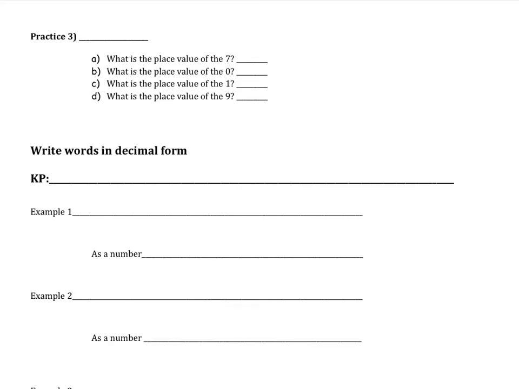For this one, we're going to try doing the number 6,540.719. Go ahead and pause the video and try to identify the place values of each of those numbers.